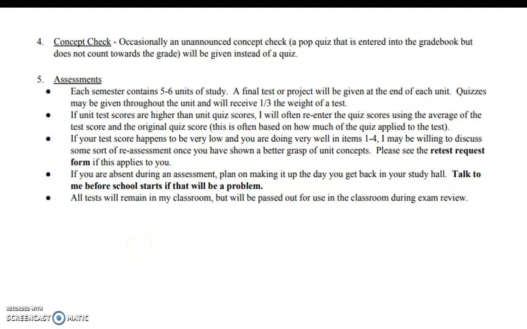Absences again will happen. If you're absent on a Tuesday of a test, you should plan on taking that test in your study hall the next day you have that study hall. That's my expectation. If that's not going to work, it's your responsibility to talk to me ahead of time, before school starts the next day. So shoot me an email, stop by school, stop by my classroom, but don't show up to your study hall and say, oh, I can't take it. You have to work that out with me ahead of time. I also do keep all tests in my classroom. I do generally pass those back out at some point for exam review, but I tend to hold on to all of my tests.